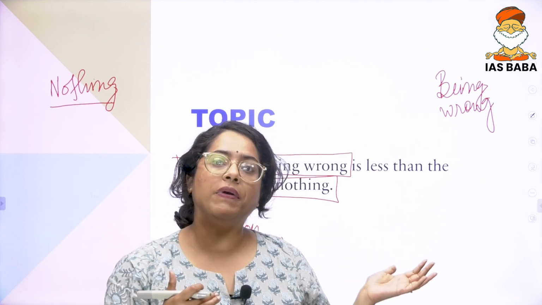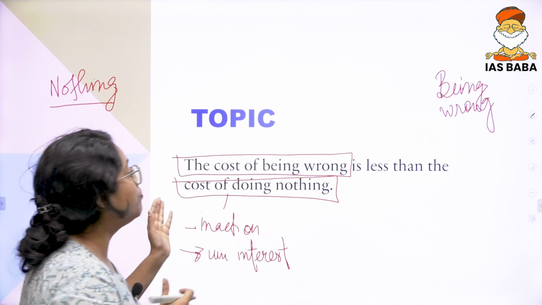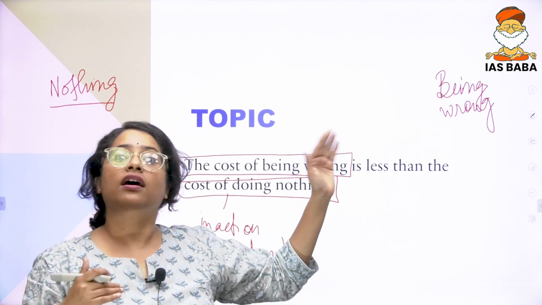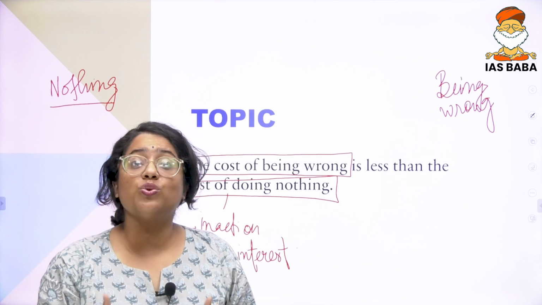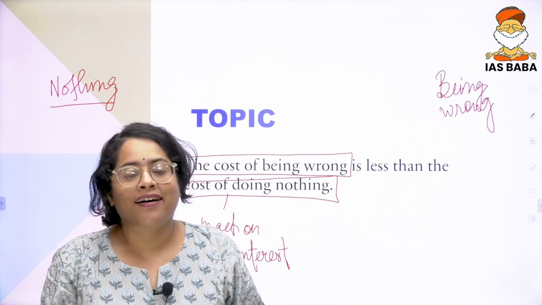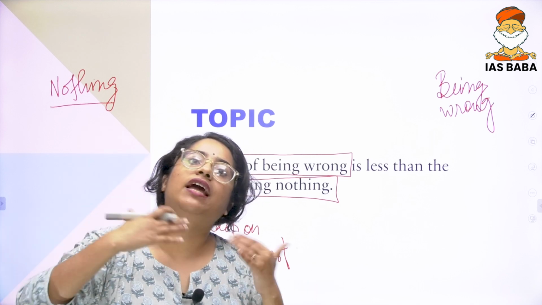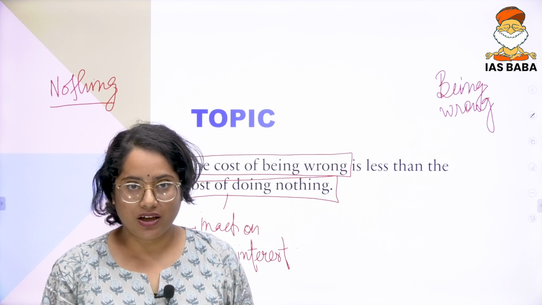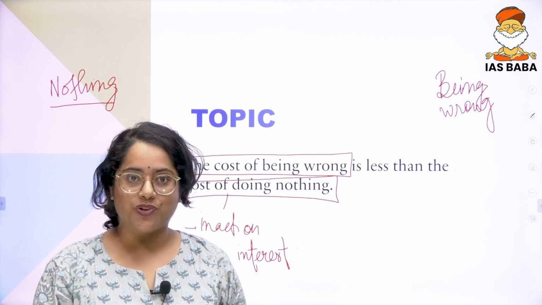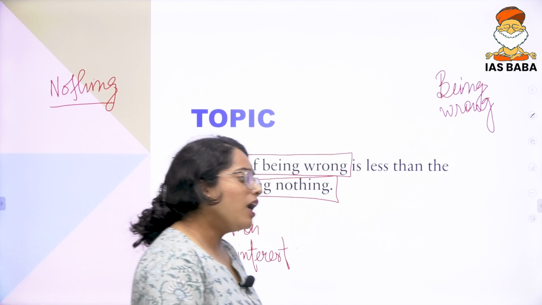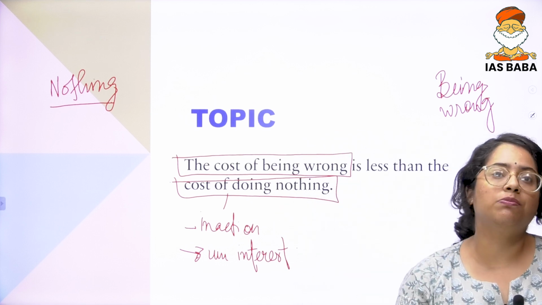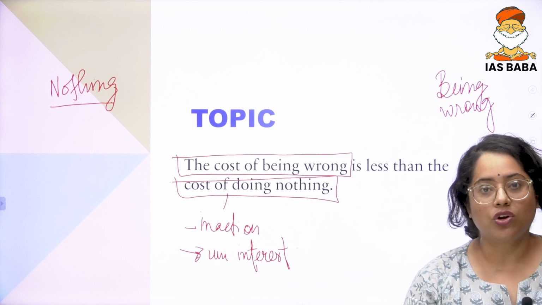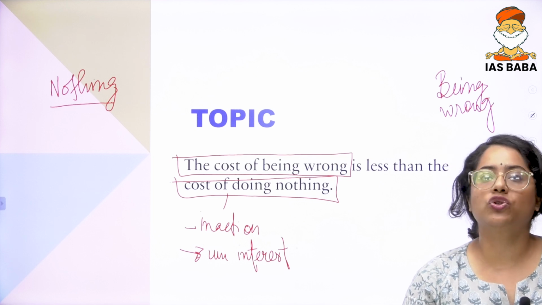Now, this topic tries to tell us that the cost of being wrong is less than the cost of doing nothing. That means it's better to do something and be wrong than to do nothing at all. Okay? So now it comes into the question, and this might not always be true also. So that is another side we can explore. But think of it first. The cost of being wrong is less than the cost of doing nothing.